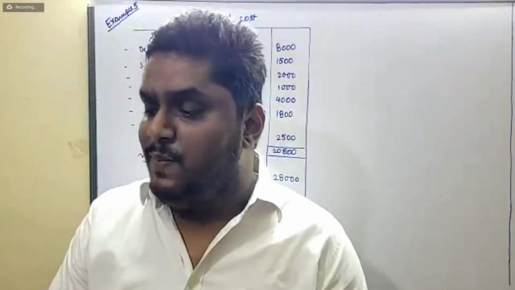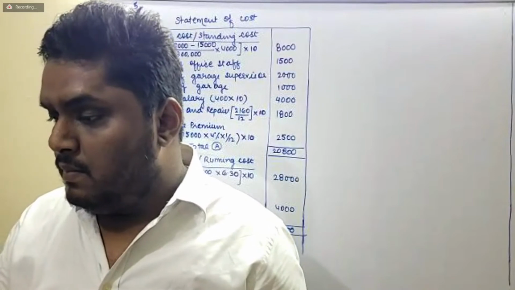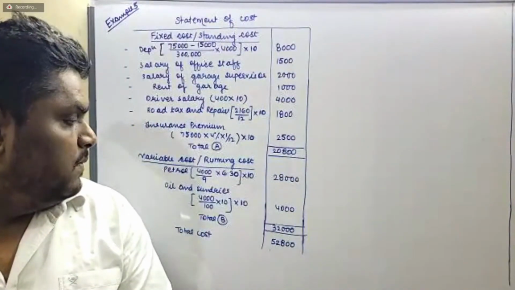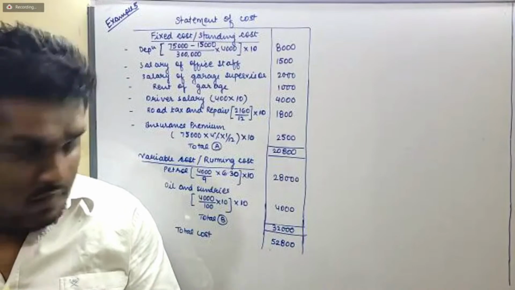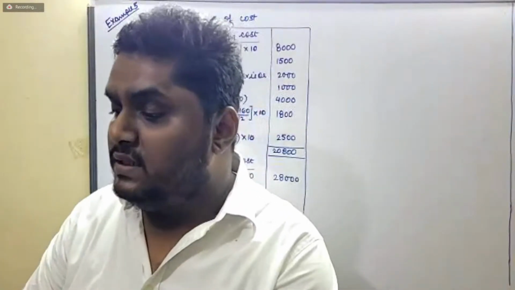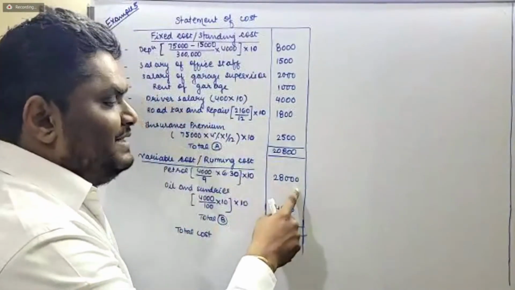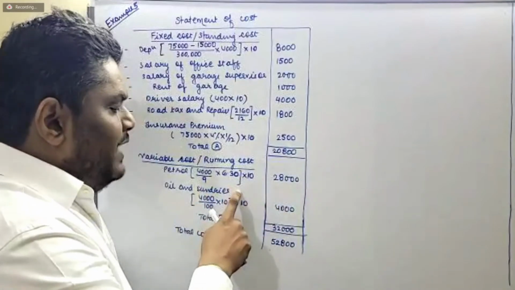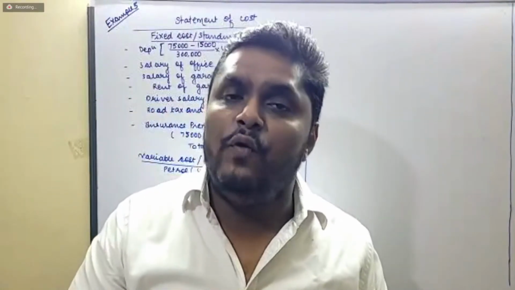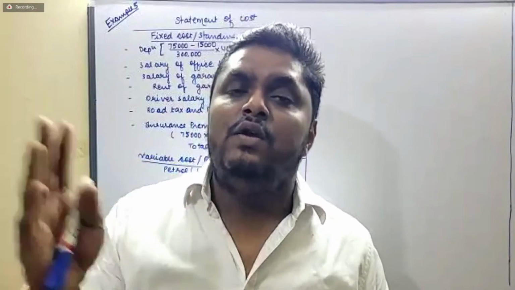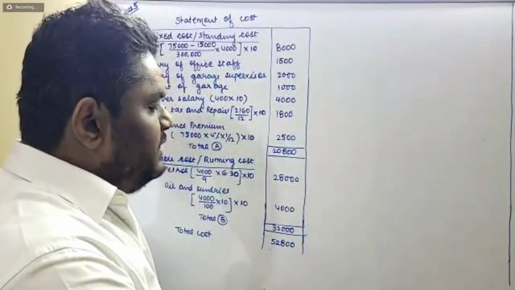If you guys have any doubts till this part, you can please tell me. 2,800 was the cost for one taxi. So for 10 taxis, it is 28,000. Similarly, oil and sundries, 400 is the cost per taxi. Per taxi runs on an average for 4,000 kilometers. So on an average, total 10 taxis run for 40,000 kilometers. So therefore, it is 28,000 plus 4,000, that is 32,000.